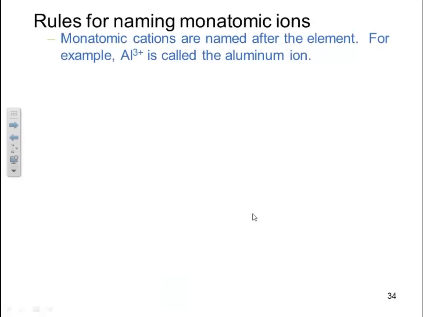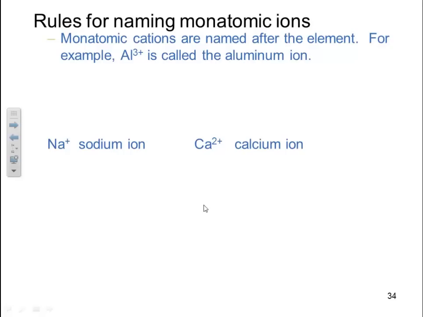Monatomic cations are named after the element. So if you have aluminum 3+, then you would call it aluminum ion. And we have ion there if it's just an ion. If it's part of a formula, we drop the ion name. So for sodium, it would be sodium ion. Calcium, calcium ion. Notice I do not have any charges there in the name because sodium is always +1, calcium is always +2, and aluminum is always +3.